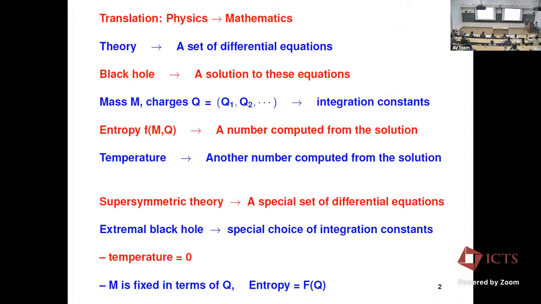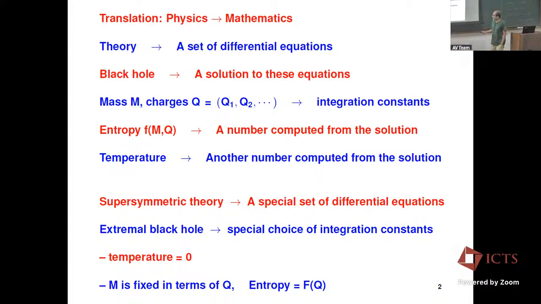So in the next few slides, what I'll mean by theory is a set of differential equations. Black hole will be a solution to these equations. I'll talk about the mass and charge carried by the black hole. Those you can think of as integration constants that appear while finding the solution to these differential equations. Entropy, which is a function of mass and the charges, will be a number that is computed from the solution. Temperature is another number that we compute from the solution.